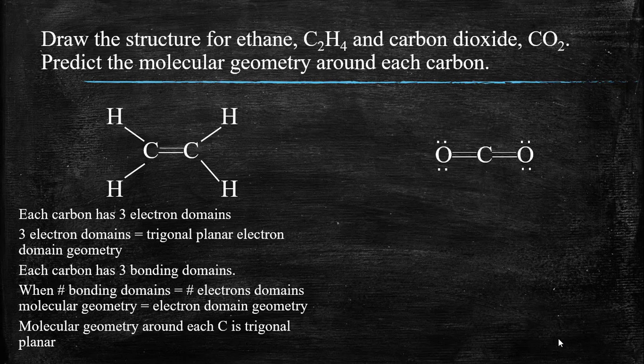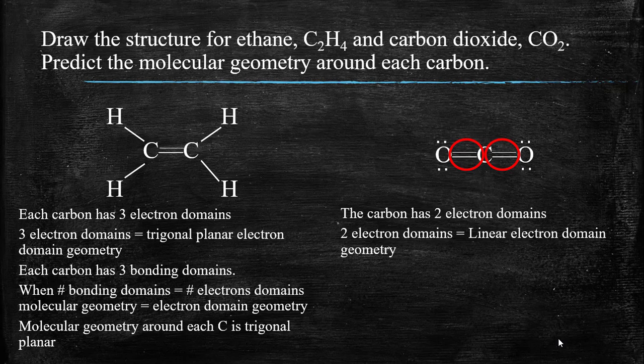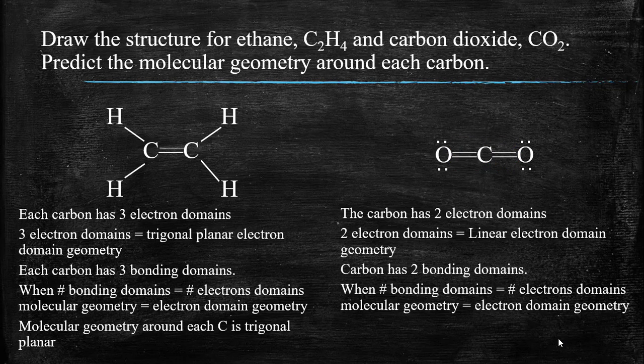For the carbon dioxide, the carbon has 2 electron domains. That is linear electron domain geometry. There are 2 bonding domains, and once again, when the bonding domain number is the same as the electron domain number, the molecular and the electron domain geometry are the same, so the molecular geometry around the carbon in CO2 is linear.